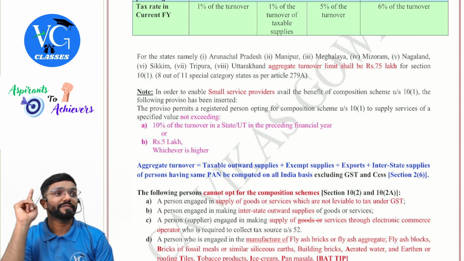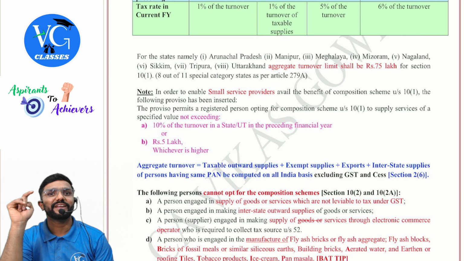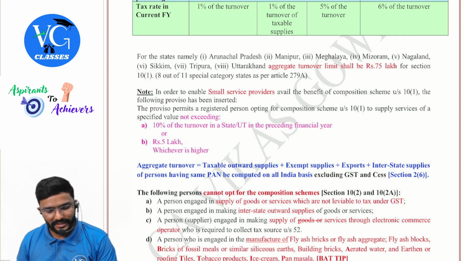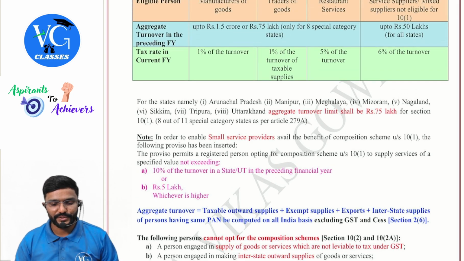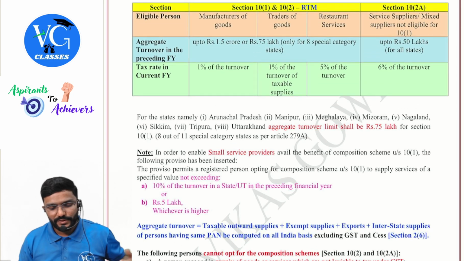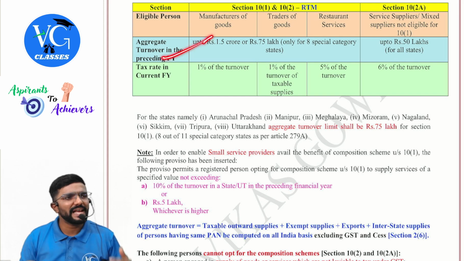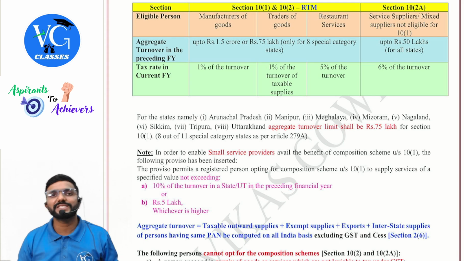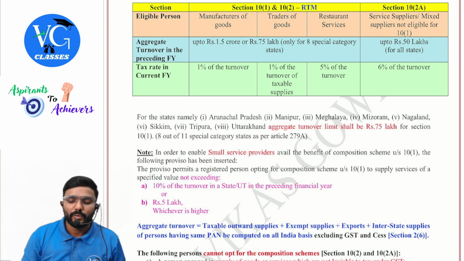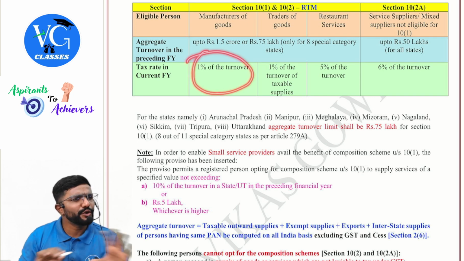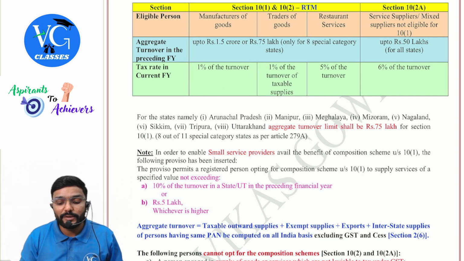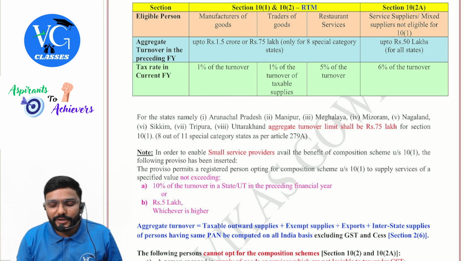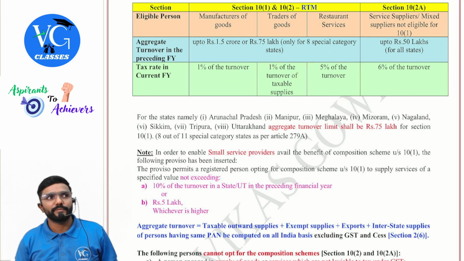Totally, as per Article 279A, how many special states? 11. But they have taken here only 8. Only 8, guys. Okay, sir. So, listen. Assuming their turnover in the last year is within the limit, are they eligible in the current year? Yes. How much tax they have to pay? Quarterly. Manufacturer, 1% of total turnover. Trader, 1% of taxable turnover. Restaurant, 5% of total turnover.